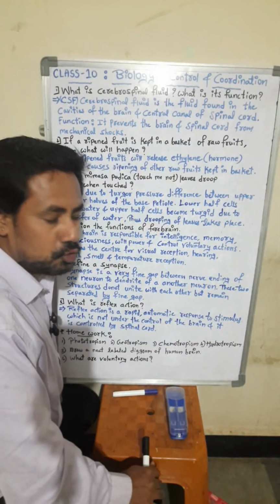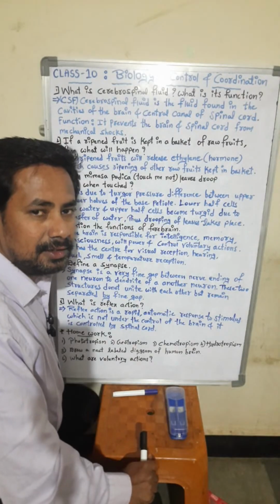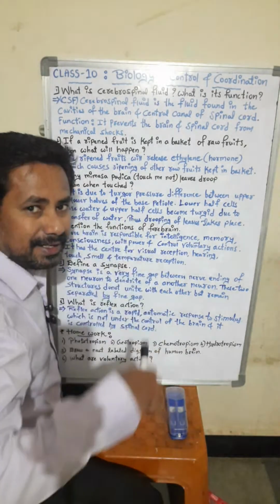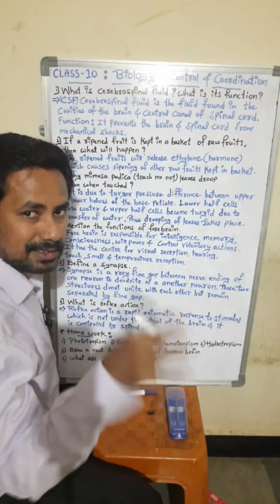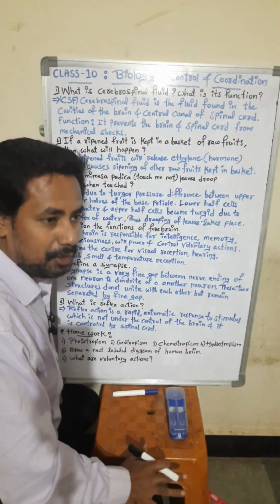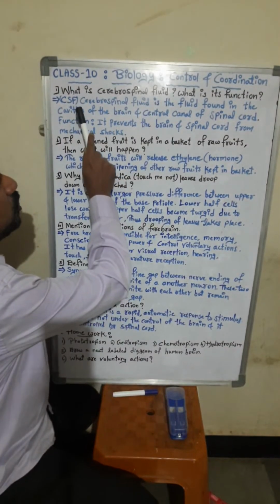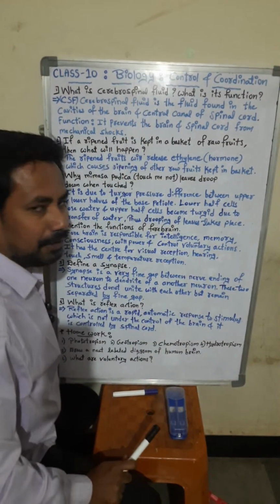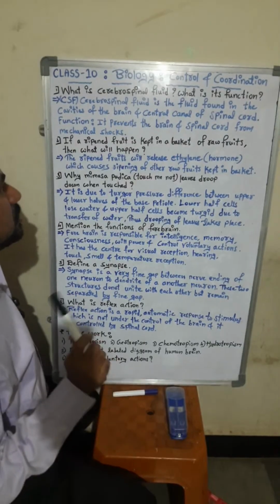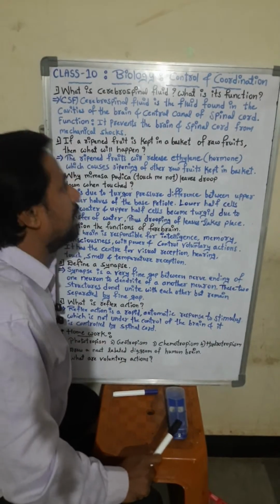When we are sleeping, students, in one reel I have seen that CSF goes inside the brain and heals it. It will make the brain recharge. So cerebrospinal fluid is the fluid found in the cavities of the brain and the central canal of the spinal cord.